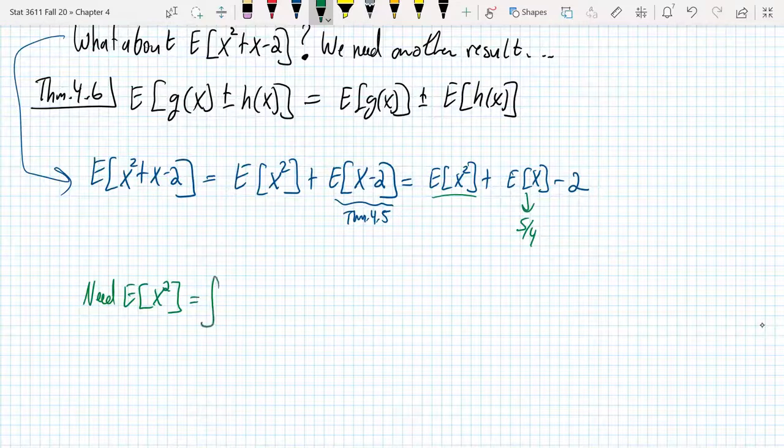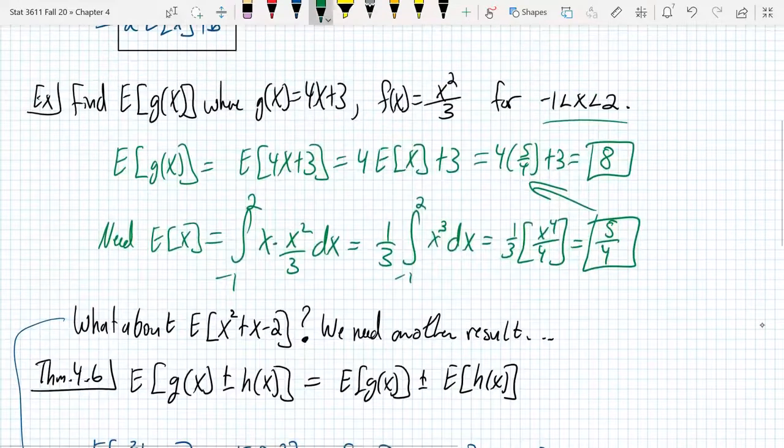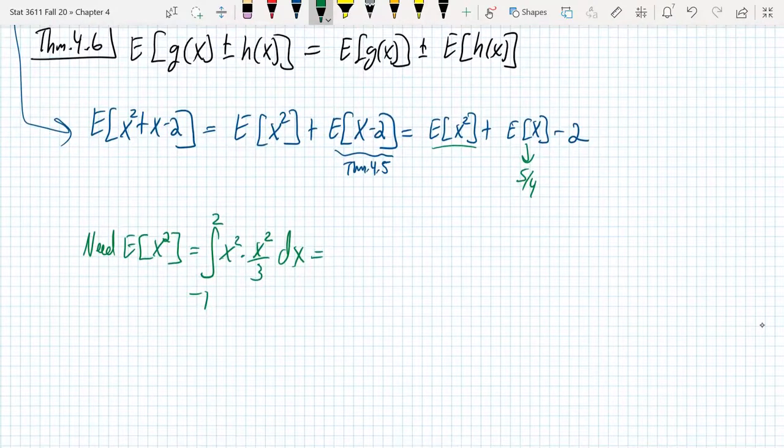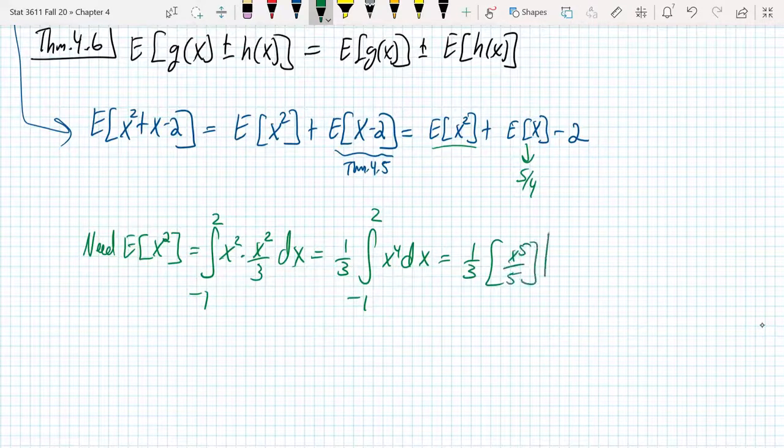Expected value of x squared, we can do that integral real quick as well. Integrate from -1 to 2, x squared times x squared over 3 dx. Same PDF here, just continuing off of that last example. So this is 1/3 times the integral from -1 to 2 of x to the 4th dx. So that is 1/3 times x to the 5th over 5, evaluated from -1 to 2. And running the endpoints through, I've got 33/15. So then this is equal to 33/15 plus 5/4 minus 2, which is 1.45.